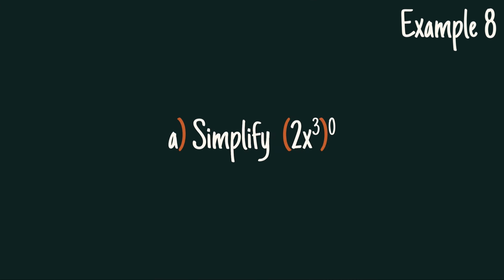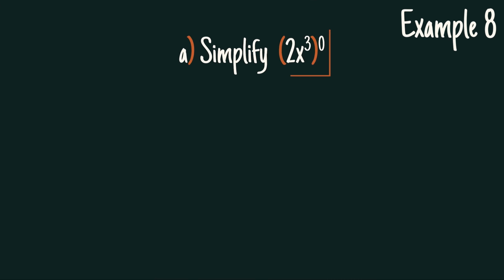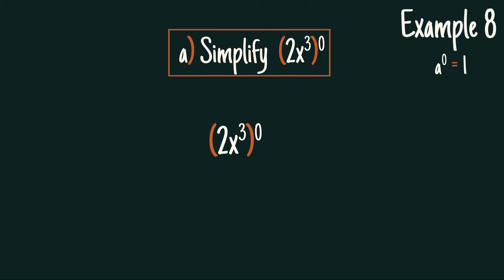Let's look at some examples of how zero and negative indices work. In example 8a, anything that is to the power of 0 will be 1. Hence, the answer is 1.